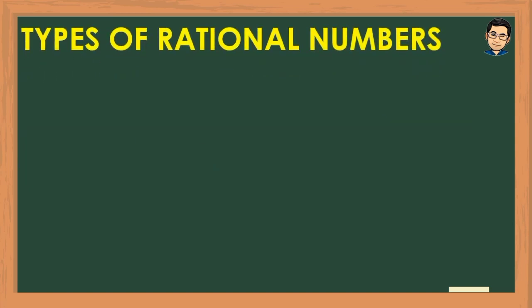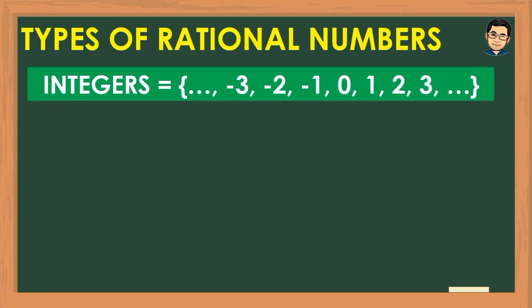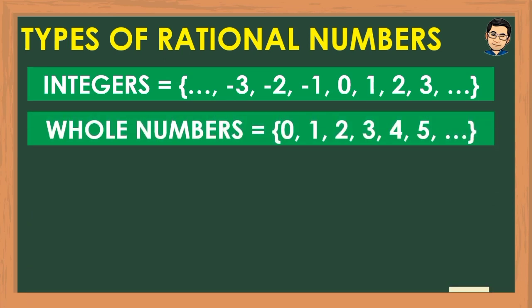There are types of rational numbers. First, we have the set of integers, which includes the negative integers, positive integers, and of course, 0. We also have whole numbers. Whole numbers start with 0, and then 1, 2, 3, 4, 5, and so on. Puro positive lang po dito yung mga whole numbers, and additional dito yung 0.